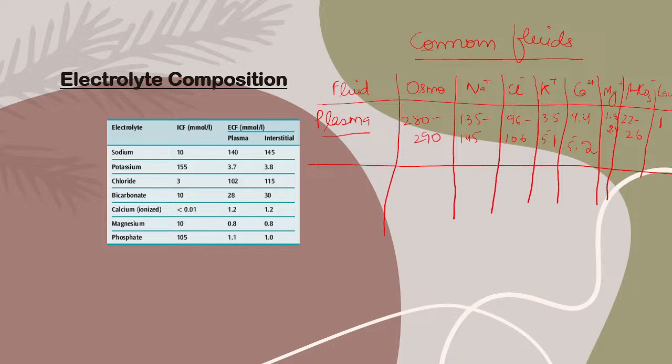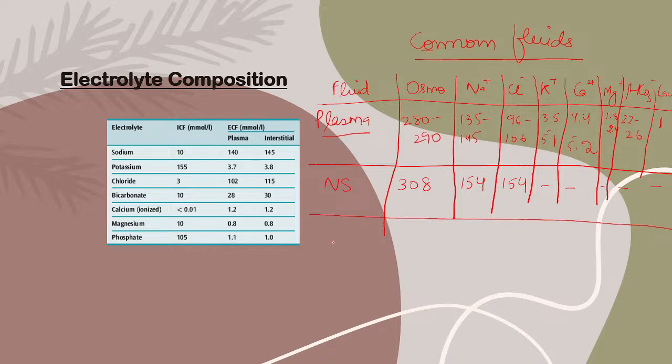Alright, so first we will discuss normal saline. That is one of the isotonic fluids. The osmolality of normal saline is 308, and the sodium present is 154. Chloride is also 154. There is no potassium, no calcium, no magnesium, no bicarbs, and no lactate. So this is about normal saline.